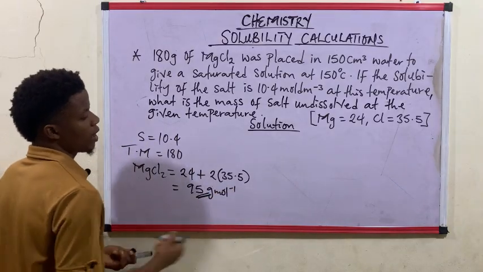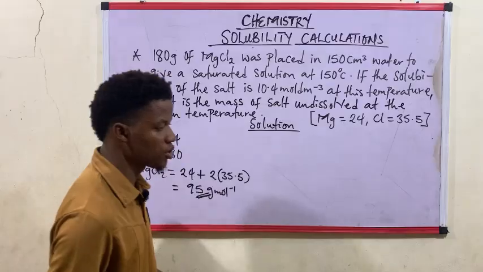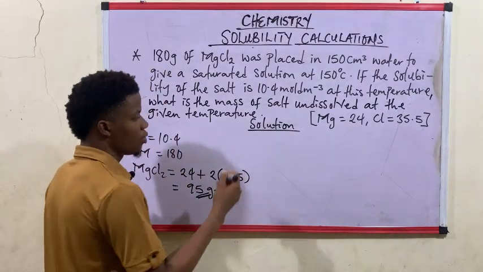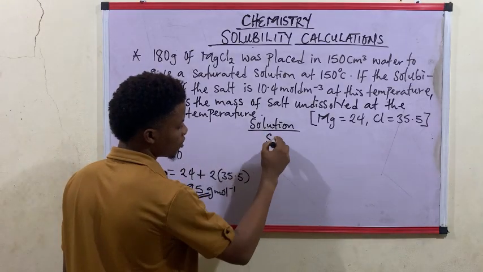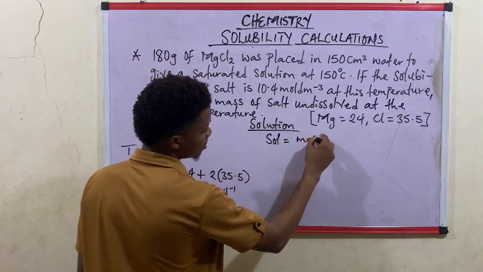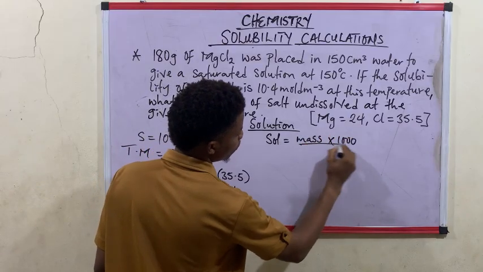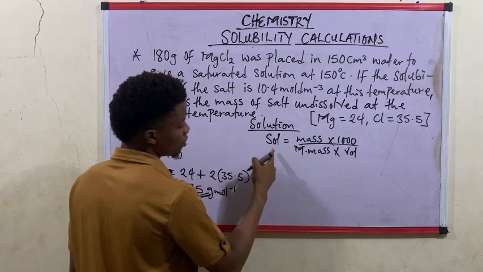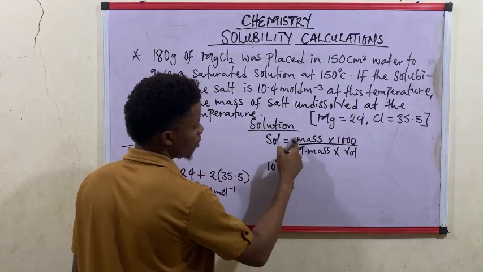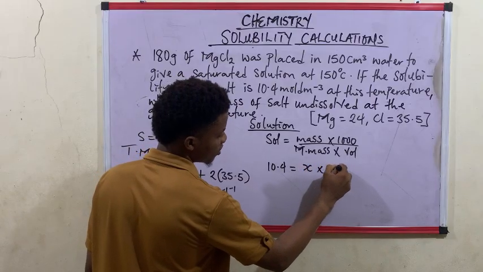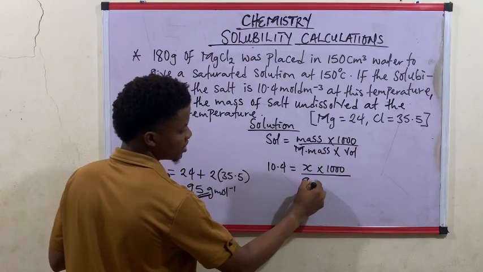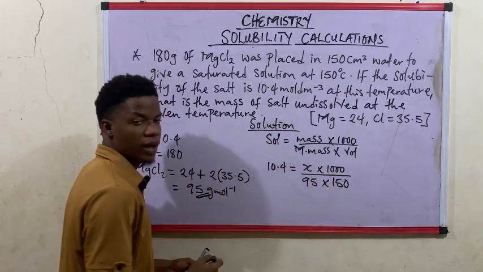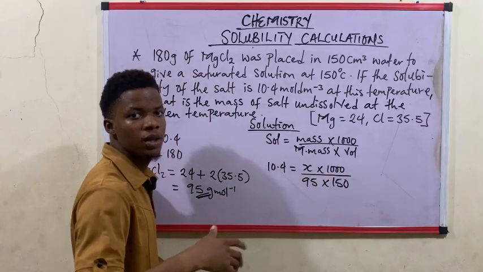Now, having gotten this, let's go into calculations. We want to find the mass undissolved. So we're going to use our normal formula. Solubility is equal to mass times 1000 over molar mass times volume. So solubility is 10.4 equal to, we are looking for our mass, we call it x, times 1000 all over molar mass, which is 95, times our volume, which is 150 centimeter cube. That is the essence of this 1000 here. It's going to convert it to dm cube.